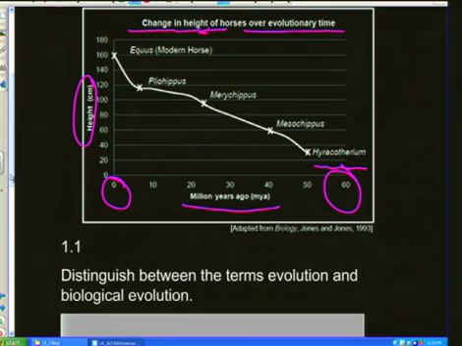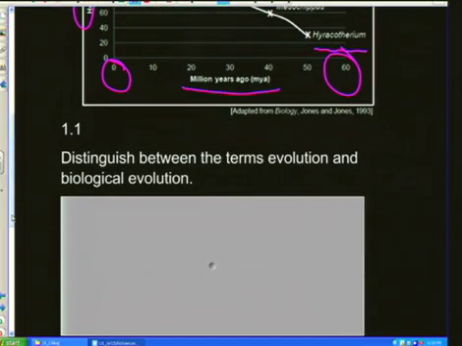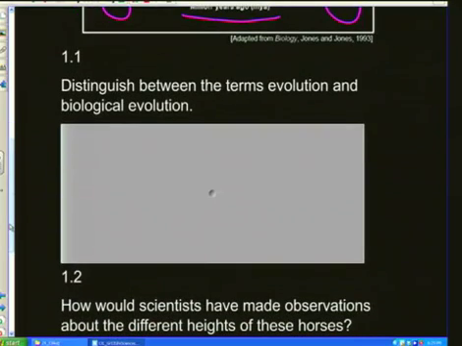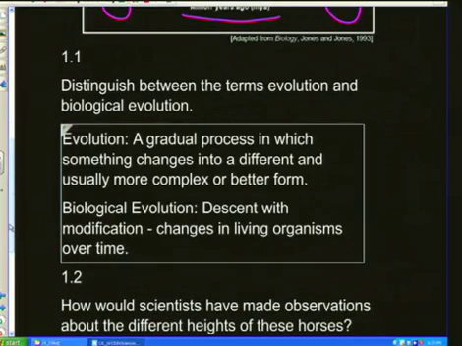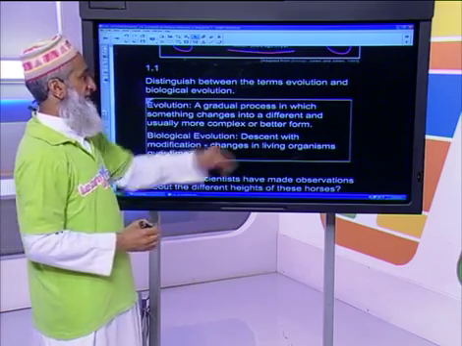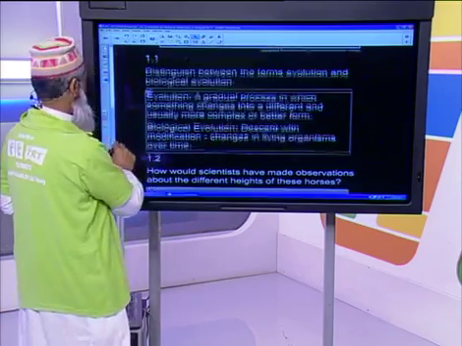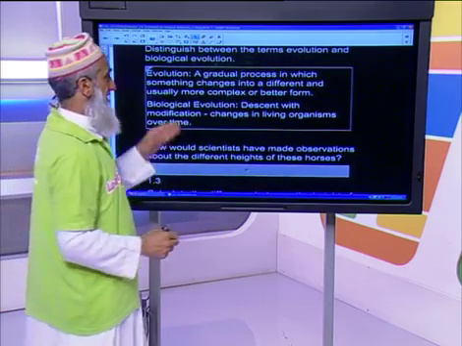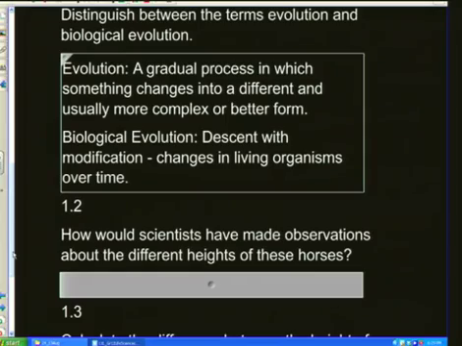Alright? The first question says, distinguish between the terms evolution and biological evolution. We're not going to waste too much time with the definition. We have done that earlier. We're talking about where something changes into a different, usually more complex form, whereas biological evolution deals with changes in living organisms over time.